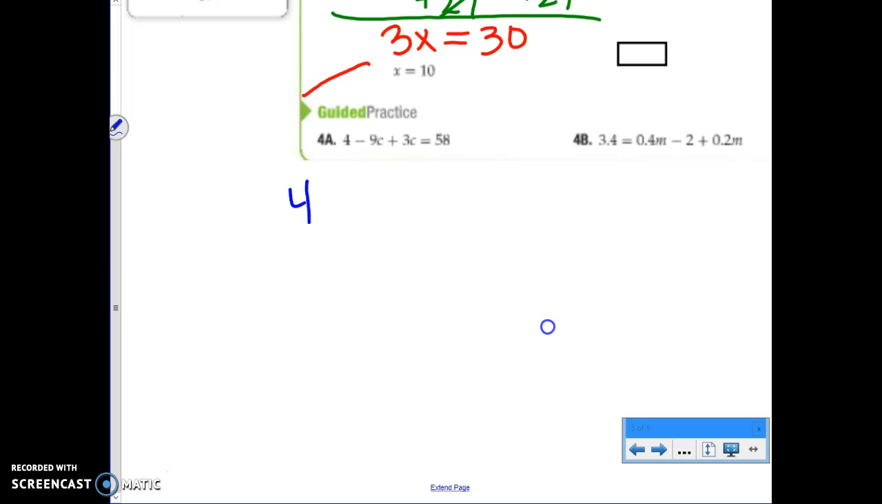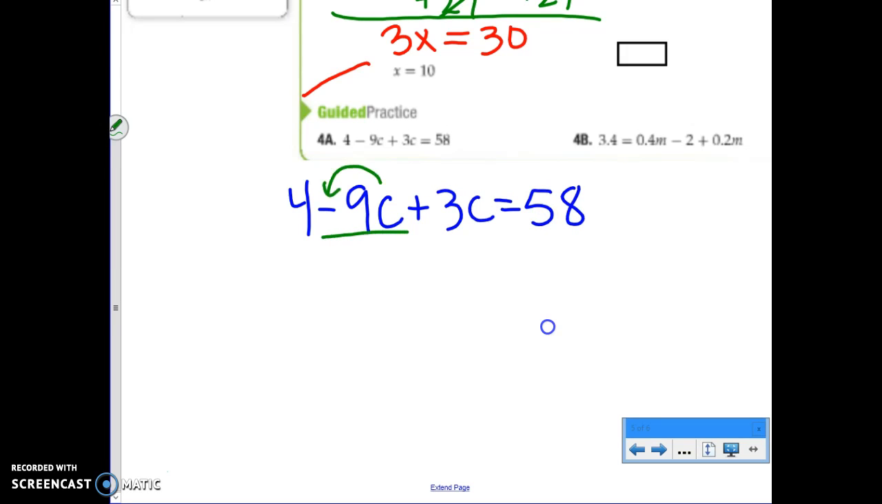It says 4 minus 9c plus 3c equals 58. Again, you need to recognize that negative 9c, remember the symbol directly in front of the term carries with that term. 9c's and 3c's, those are like terms, so I need to combine them. First, I'm left with 4. Negative 9c's plus 3 more c's gives me a negative 6c, and that has to equal 58.